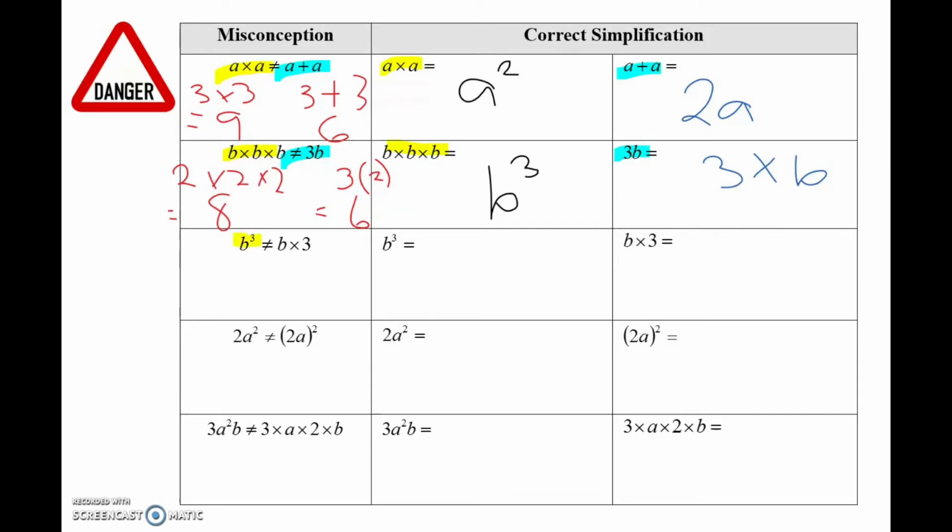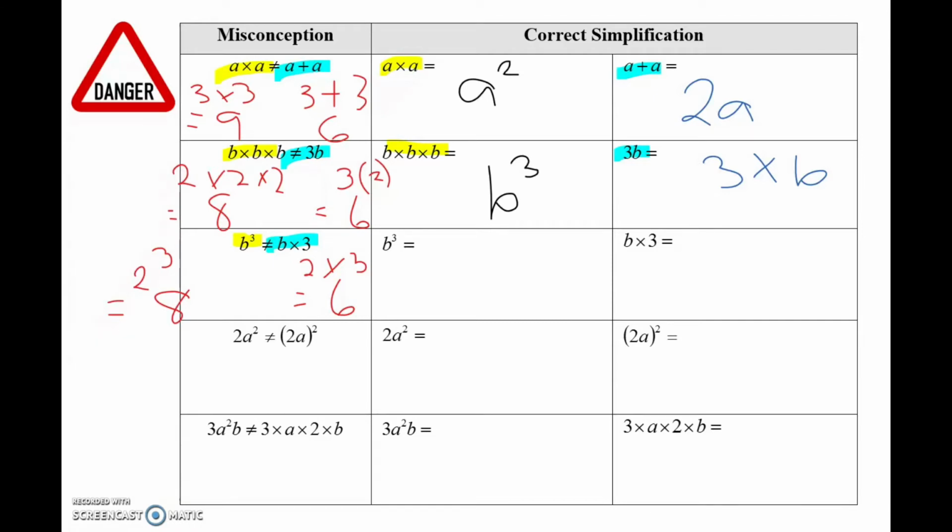B cubed, or B to the power of 3, is not equal to B times 3. Let us substitute in numbers. Let 2 be the value for B. So B to the power of 3 is equal to 2 to the power of 3, which gives us 8. Whereas B times 3 is equal to 2 times 3, which gives us 6. The two values are not the same.